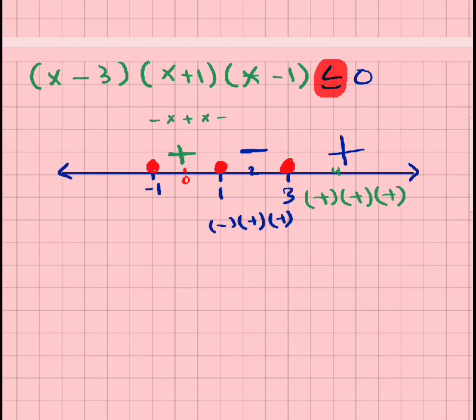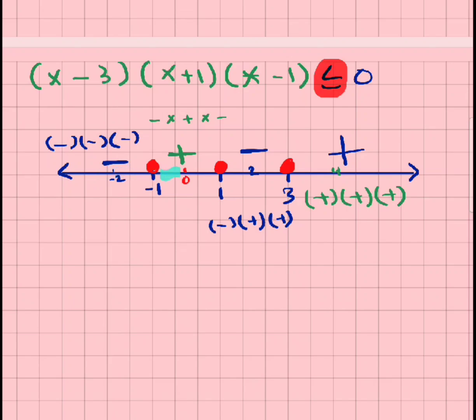And the last one should be negative. So if we try negative 2, negative 2 minus 3 is negative. Negative 2 plus 1 is negative. Negative 2 minus 1 is negative. The net result is negative.